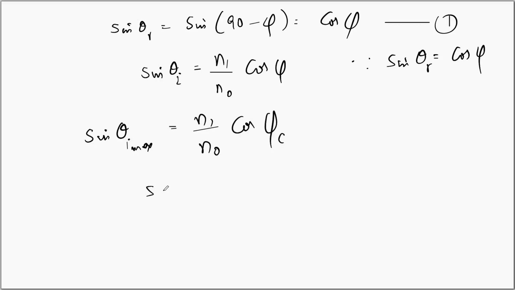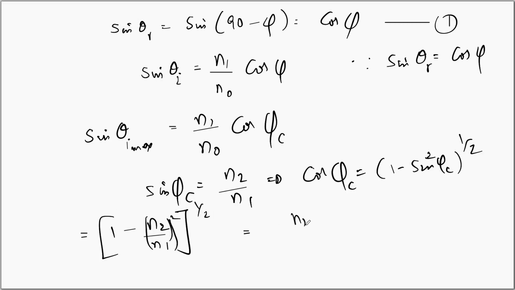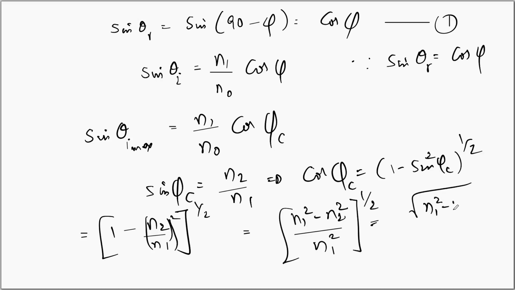From Snell's law and the critical angle of incidence, we know that sin phi c is equal to N2 upon N1, which implies cos phi c is equal to 1 minus sin square phi c, whole to the power half. That is equal to 1 minus N2 upon N1 square, whole to the power half. This is equal to N1 square minus N2 square upon N1 square, whole to the power half. This can be written as square root of N1 square minus N2 square upon N1. What is this quantity? This quantity is cos phi c. Having written cos phi c, we can write sin theta I max.